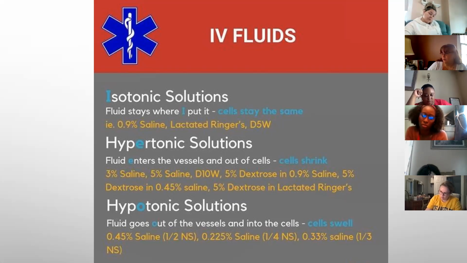Hypotonic, the fluid goes out of the vessels and into the cells, so the cells will swell. This has a lower osmolarity than plasma. We do worry about cerebral edema, especially in kids, so we need to be really careful with hypotonic solutions. We don't want to give too much too fast, but half normal would be something that we would give for that. So definitely monitor neurochecks when we're on a hypotonic solution.